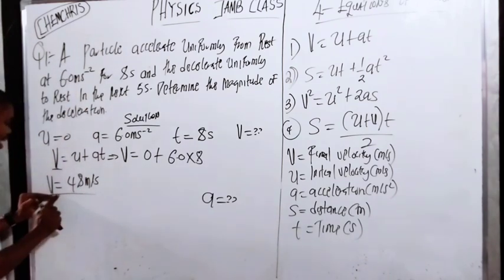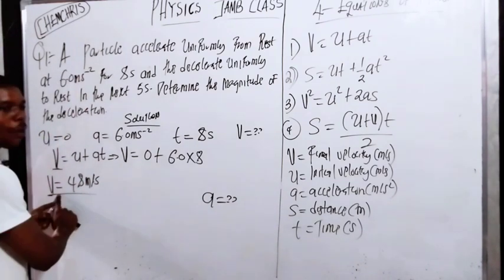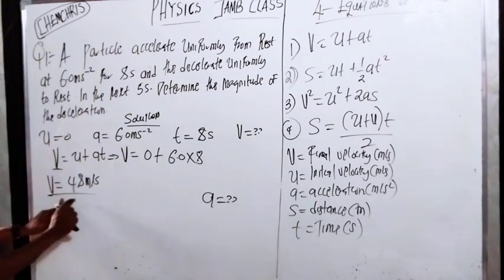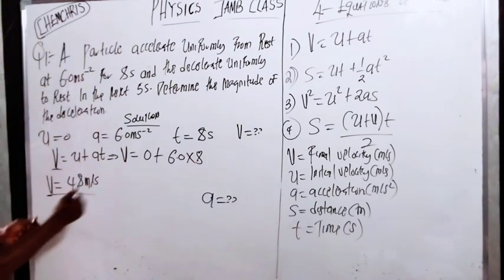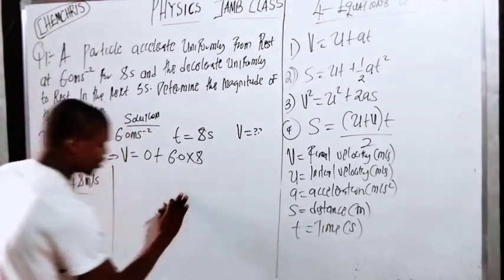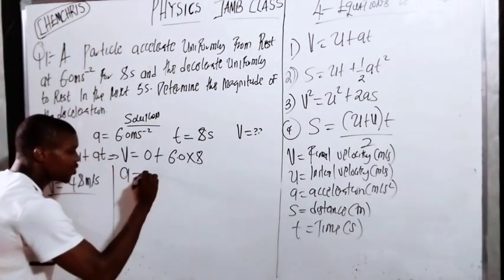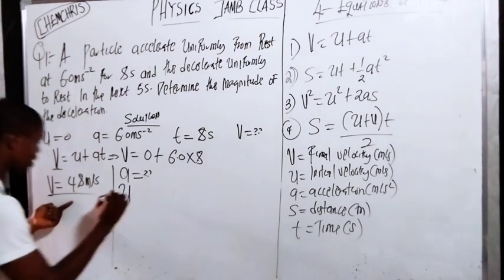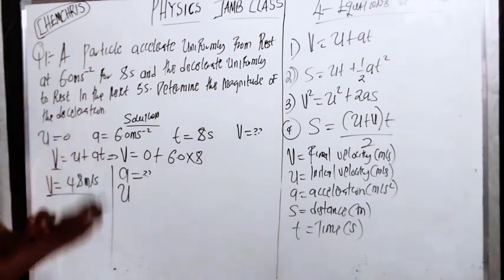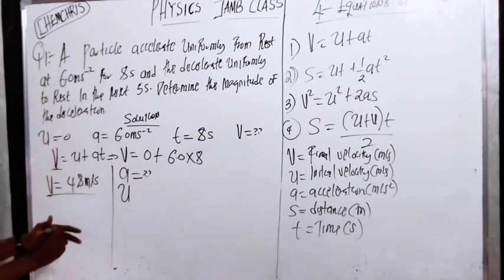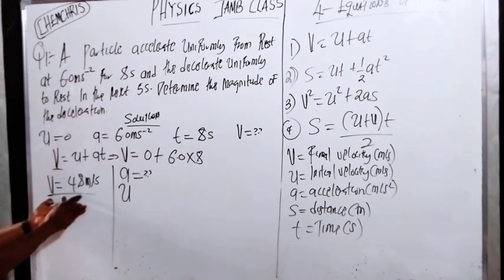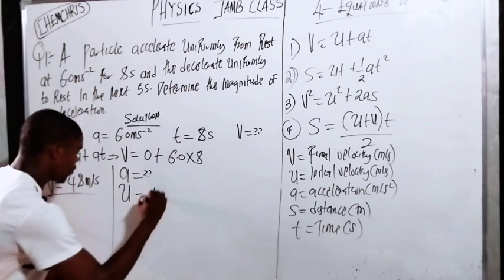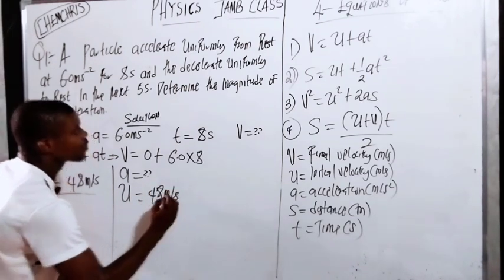Remember, this is my final velocity at the first moment. When it's decelerating here, this is now going to be my initial velocity. So you want to calculate the deceleration, this acceleration here. So this one is going to turn into my initial velocity here, which is 48 meters per second, right?